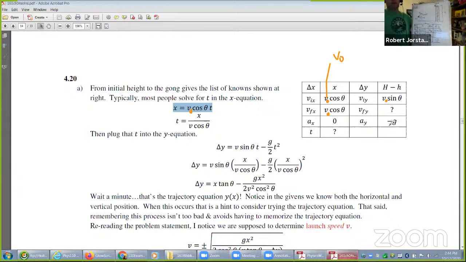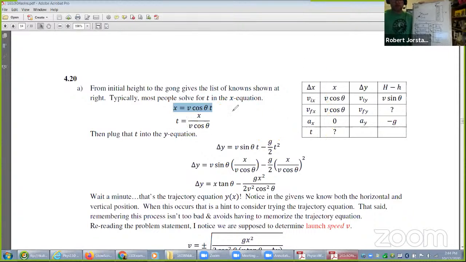All right, so now I take the X equation and I solve that for time. Again, why am I doing that? Time is something I don't know, and it appears in the delta y equation. What I can do is I could take this and stick it in there for time and get rid of t, the unknown, and replace it in terms of x, which we know, theta, which we know, and v, which is what we're looking for in this problem.